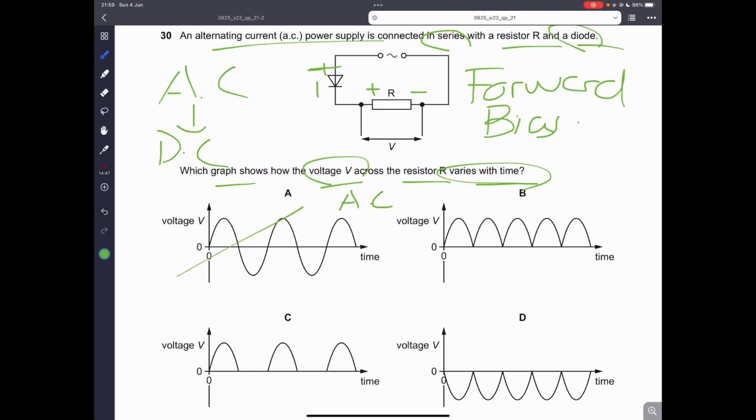The A option is automatically wrong because it is an AC current. It's going up and down. It is continuously changing. The B is a DC current. And D is also a DC current. C is also a DC current. But then it is going from here to here, here to here. And therefore the voltage is going to go like this. Therefore C is the correct answer.